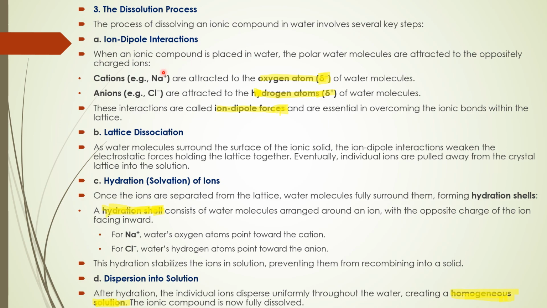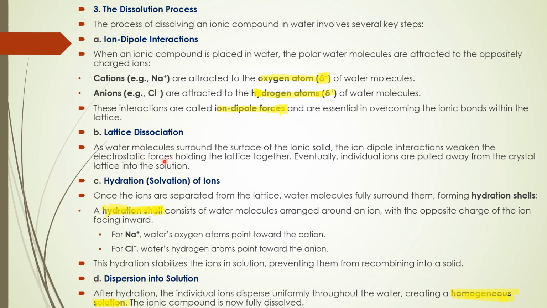Number one, ion-dipole interactions. When an ionic compound is placed in water, the polar molecules are attracted to the charged ions. So the cation, the Na+, is attracted to the oxygen side, the partial negative side, and the anion, the chlorine, is attracted to the hydrogen side, the partial positive side. These interactions are called ion-dipole forces and are essential in overcoming the ionic bonds within the lattice.